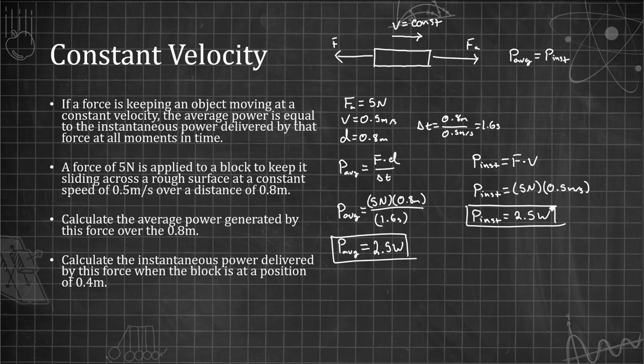So this just reiterates that while an object is moving at constant velocity, the average power and the instantaneous power generated by some force are going to be equal to each other.